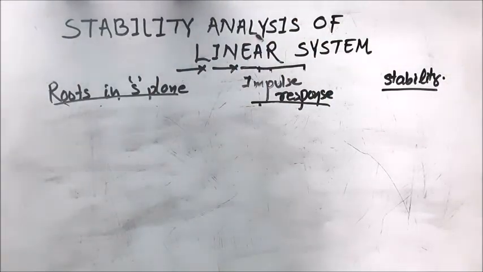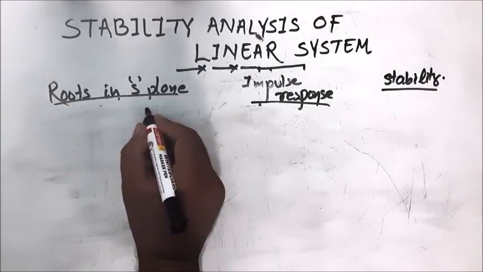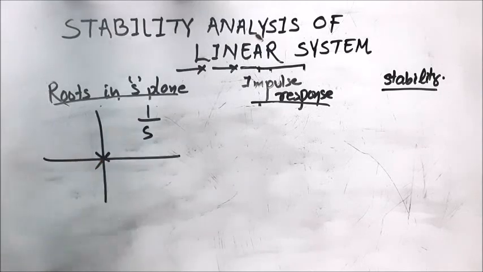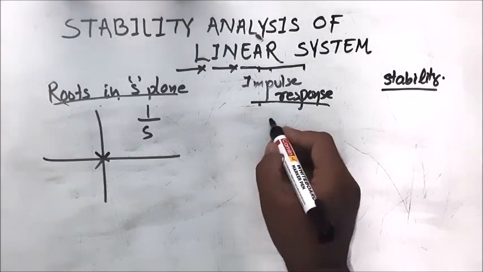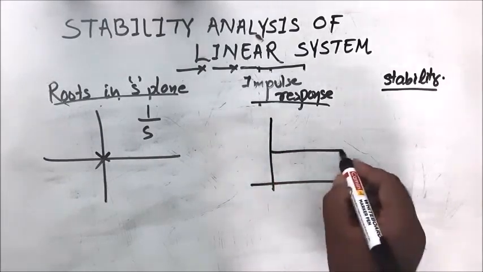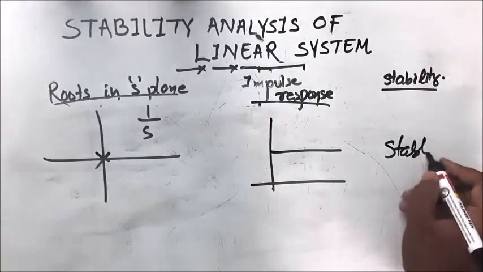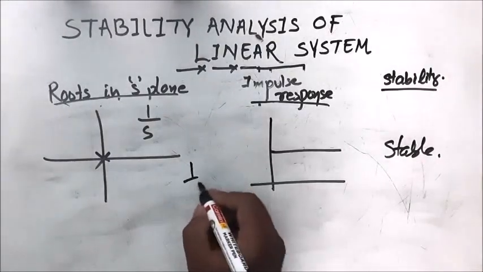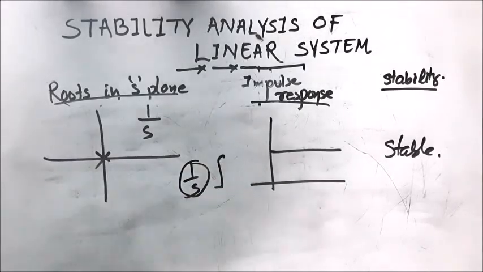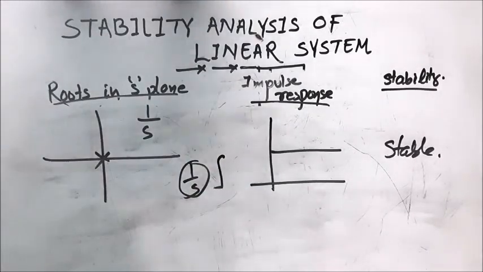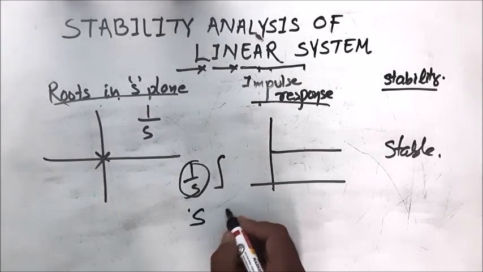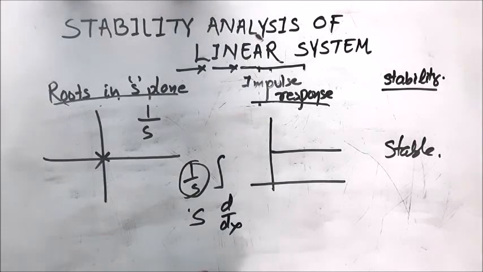Okay, similarly, if someone asks you about the transfer function 1 by s, the pole will be s equal to 0, that is the origin. I told you, when the system's pole is at the origin, then the system is marginally stable, and this is the response. And I told you in some video, 1 by s means integrator, integration. In analog electronics you have studied that the 1 by s term is integrating, and only s is differentiating, d by dt.